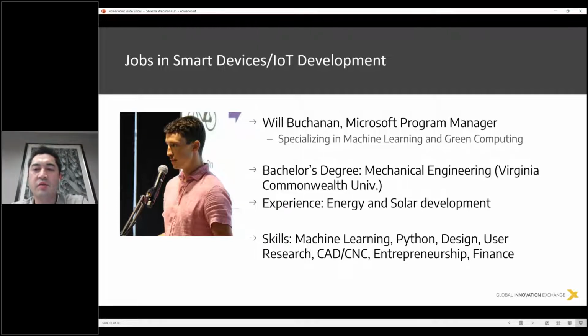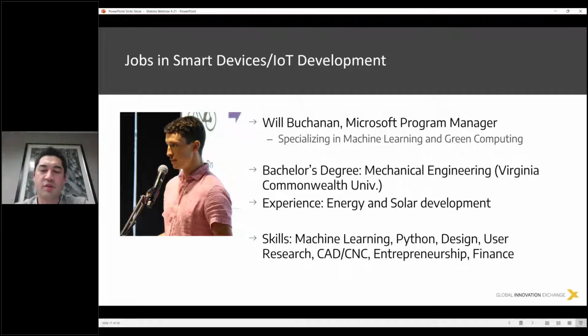His background was not within software or computer science, but more he was a mechanical engineer with some experience in energy and solar development. So he had a little bit of background within the energy space when he came in. And then through the program, he was able to gain a very strong software side and hardware side of his skills with things like machine learning and Python.